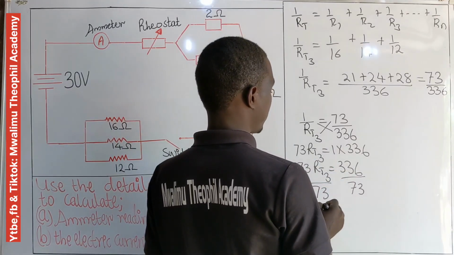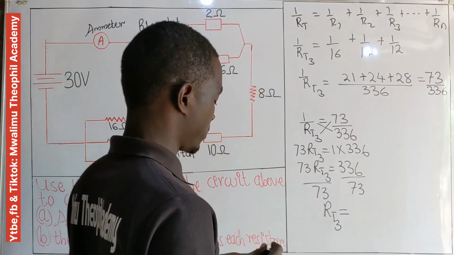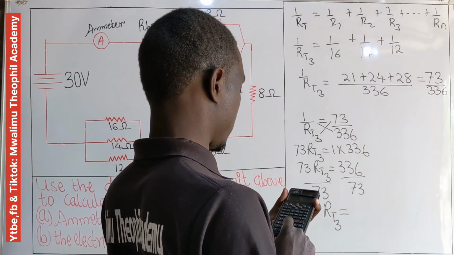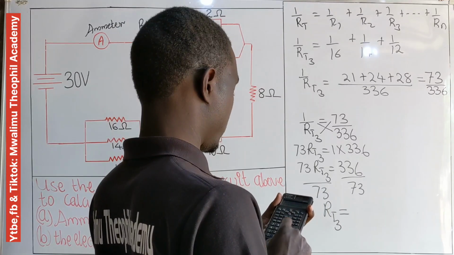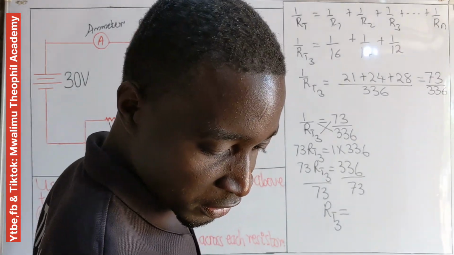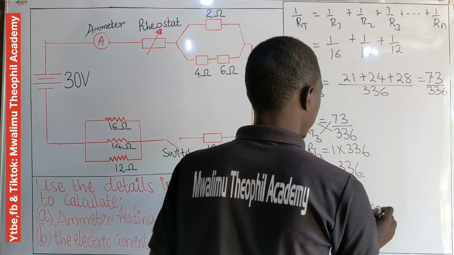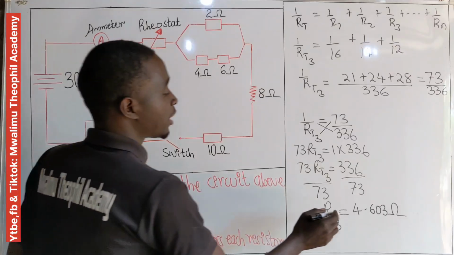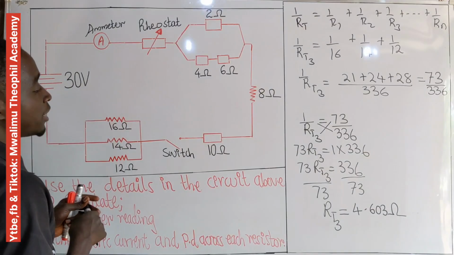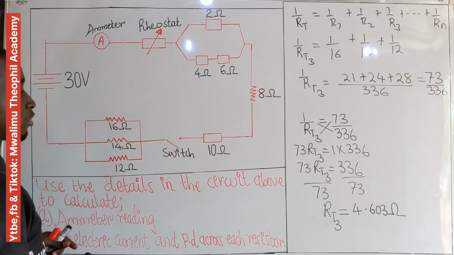Now we have R total 3 will be equal to 336 divided by 73, we are going to have 4.603 ohms. This means that a resistor having a resistance of 4.603 ohm will represent the three resistors, meaning a 16 ohm resistor, 14 ohm resistor, and 12 ohm resistor.